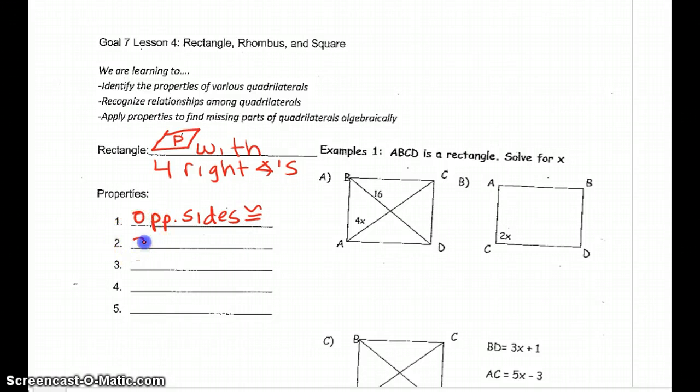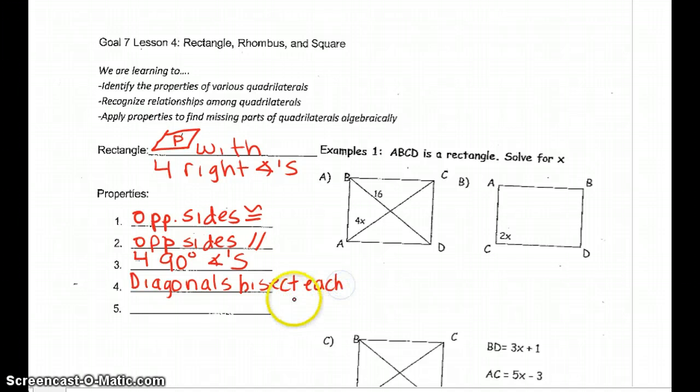Opposite sides are parallel. It has 4 90-degree angles. Diagonals bisect each other. And the diagonals are congruent.